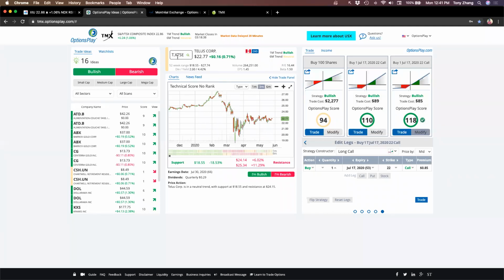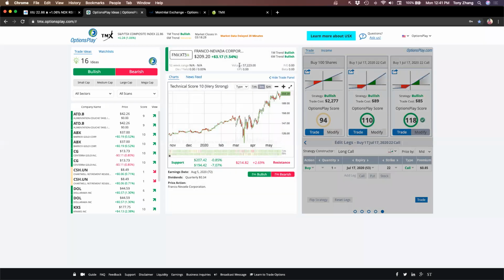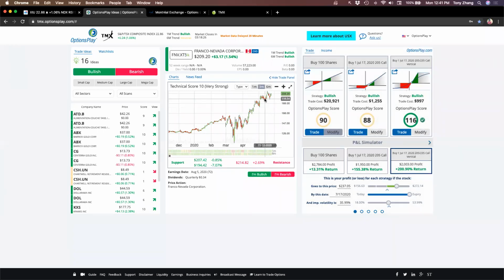Someone wants to take a look at Franco-Nevada. I will say Franco-Nevada is very similar to Barrick Gold. I don't know the ticker, is it FN? Oh, it is the same for the US. I would say it's a stronger looking chart than Barrick Gold, which has been kind of sideways for the last few days or last few weeks.